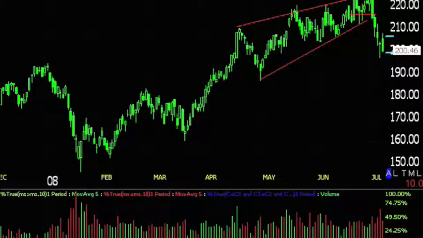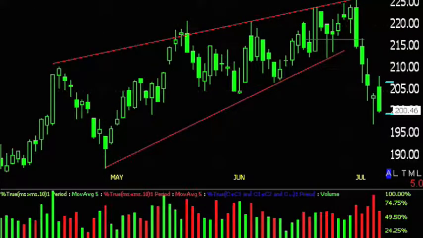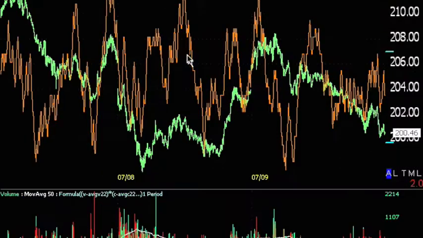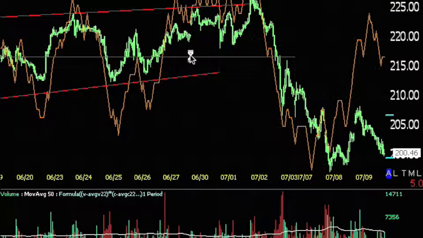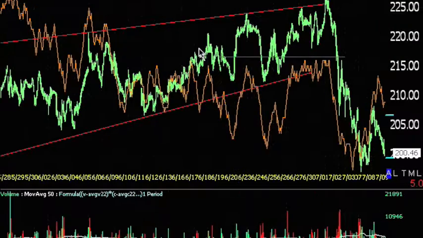OIH, another ascending wedge. I talked about this one breaking down a lot. I showed a lot of charts on this one, a lot of 3C charts. Here, if I can back out a little bit. Here, I can't get out that far.